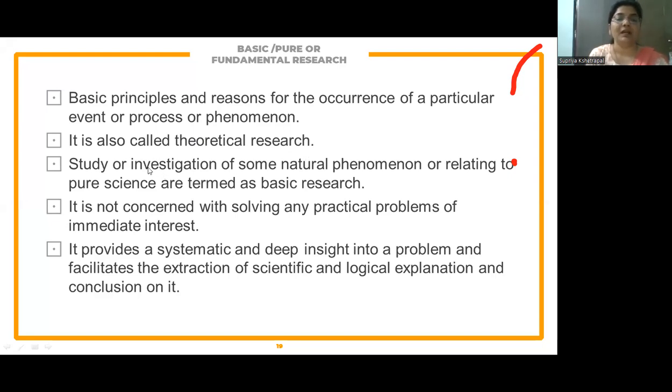Okay. Now the study or the investigation of some natural phenomena or relating to pure science are termed as basic research.